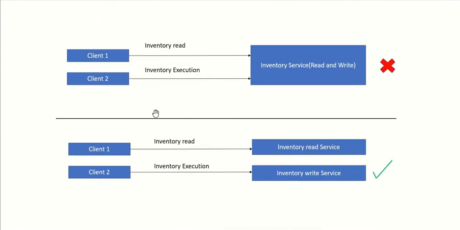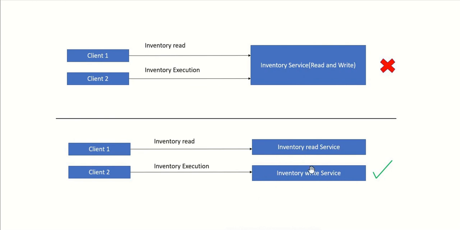Inventory read operation here. See, without the single responsibility principle, what happens if you keep inventory read and inventory write operations in only one service? Client 1 makes an inventory read operation, client 2 does an inventory execution or write operation. Due to some reason, if the inventory service goes down, you can't perform any of the operations. So what is the right approach? Create two separate services: an inventory read service and an inventory write service.